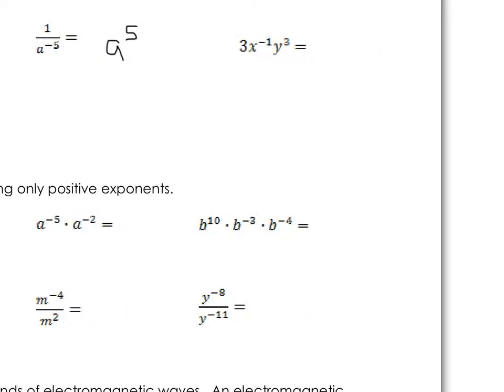We don't really need that 1 anymore. We move the a up to the numerator, so we're fine. The 3 is happy. The y to the 3rd is happy. They have positive exponents, but x to the negative 1 is in the wrong location. Take it to the denominator, where it becomes x to the positive 1, which you can write if you want to, but you don't have to. Either way is fine.